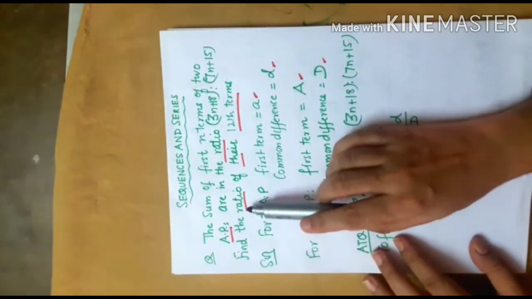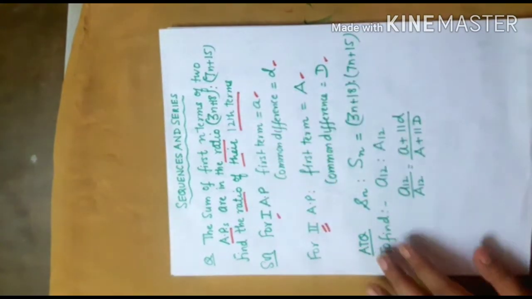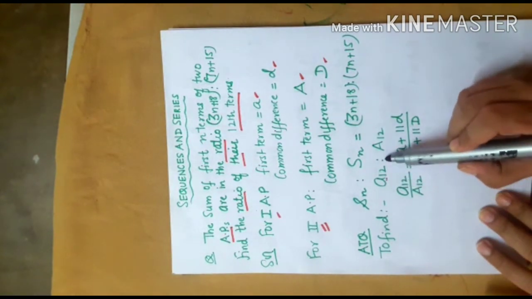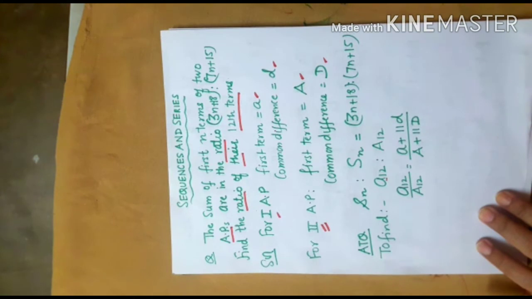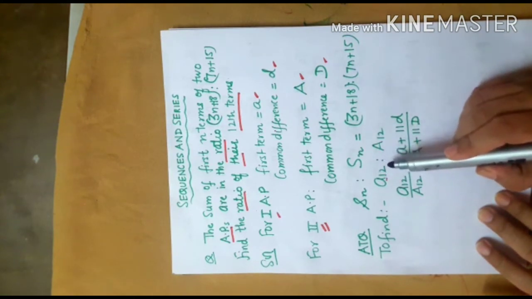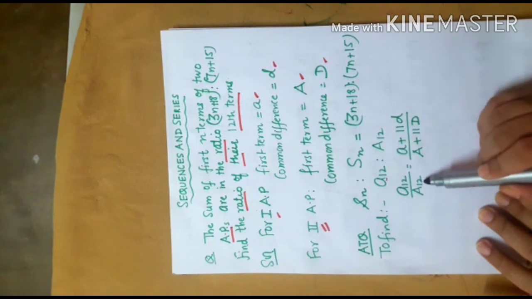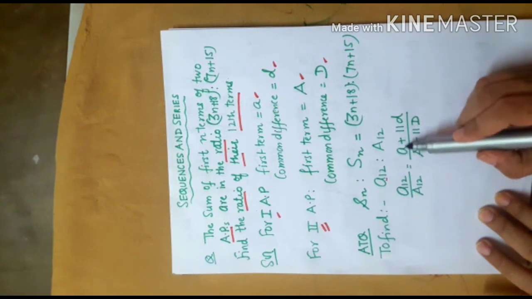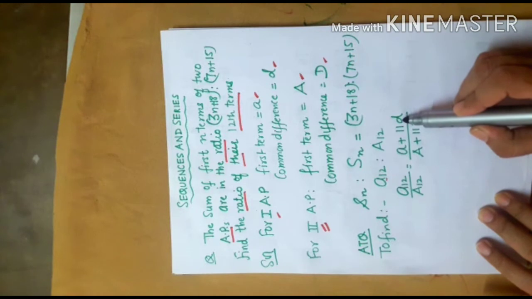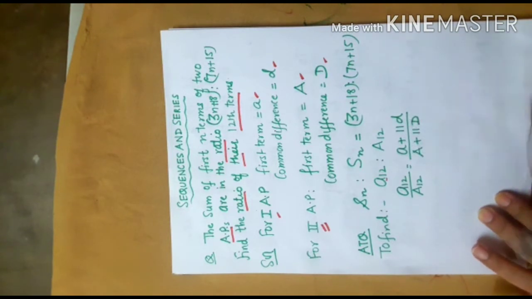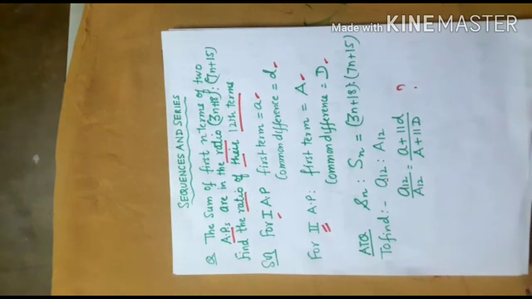Now we are to find the ratio of their 12th terms. That is, we need to find small a12 is to capital A12. Ratio means comparison by division. So I need to find small a12 over capital A12, and this can be written as a plus 11d over capital A plus 11 into capital D. This I need to determine.